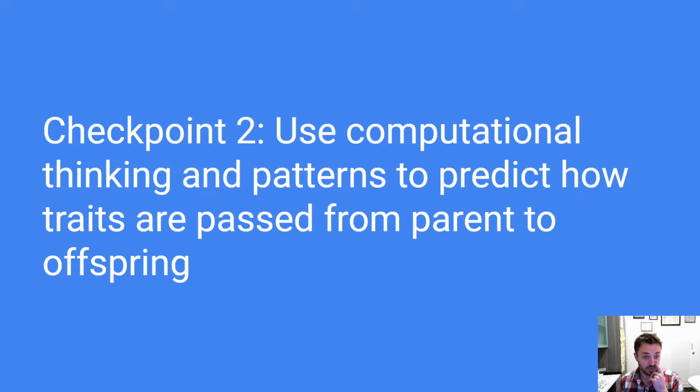Okay, checkpoint 2. Can you use computational thinking and patterns to predict how traits are passed from parent to offspring? This is basically Punnett squares. Can you do a Punnett square?